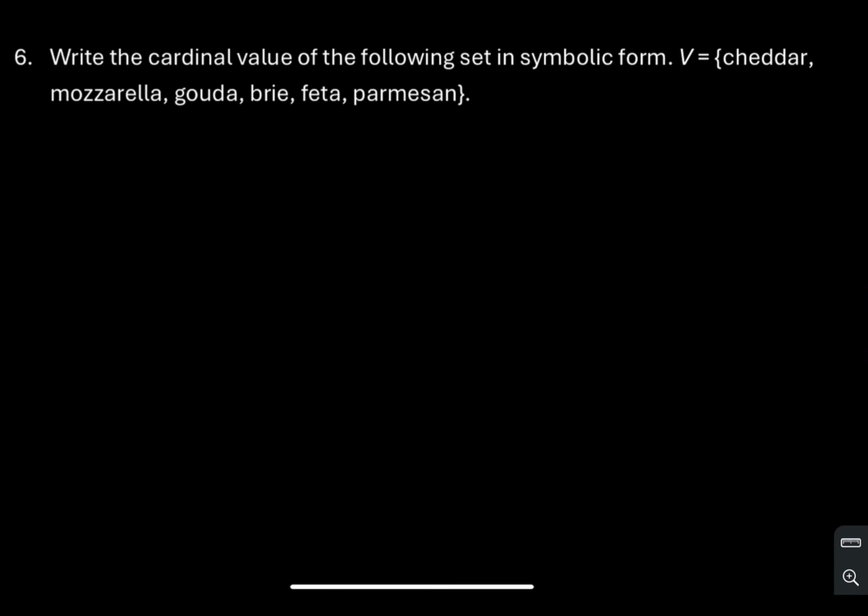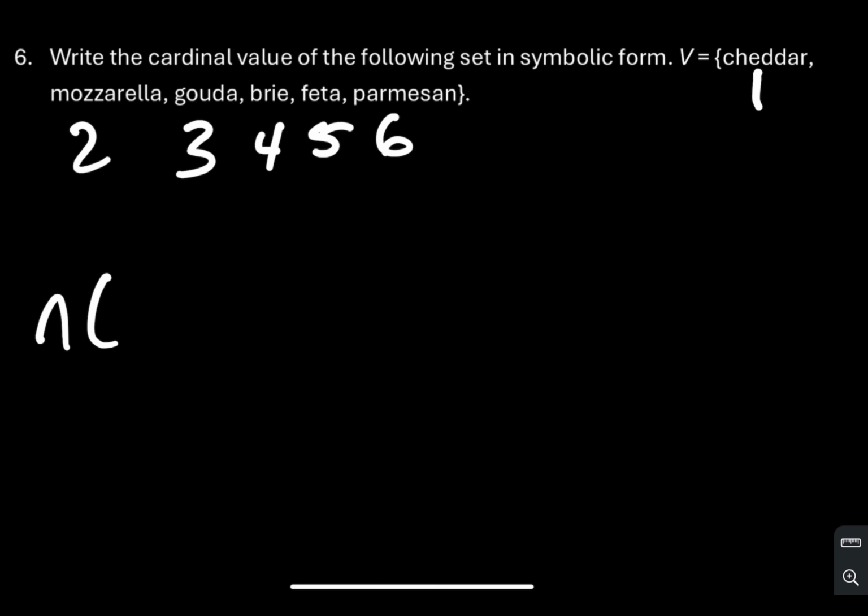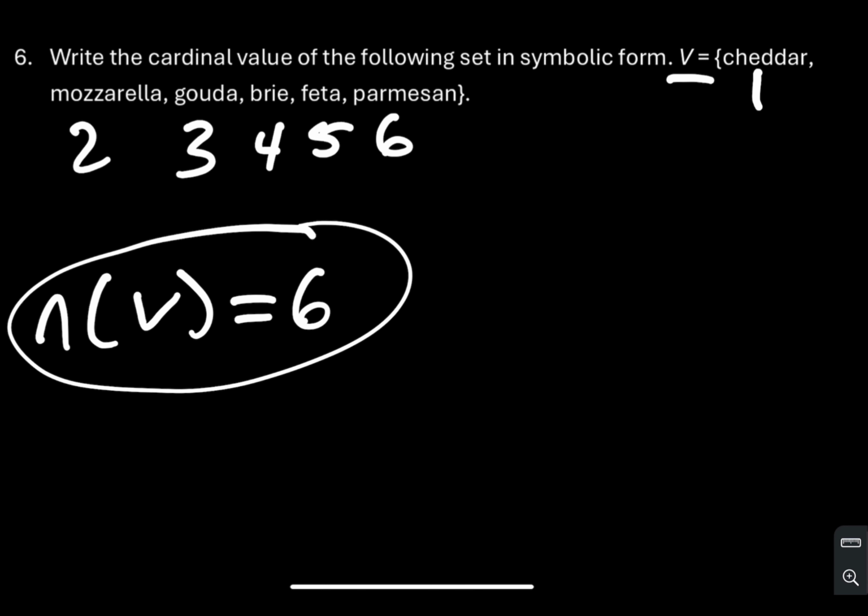So here we have our elements in roster method, so we can count it out to get the cardinal value. So we have 1, 2, 3, 4, 5, 6. So we have 6 elements in our set. So our cardinal value is going to be n, and then in parentheses, the set name, which is V, is equal to 6. And that's going to be your answer.